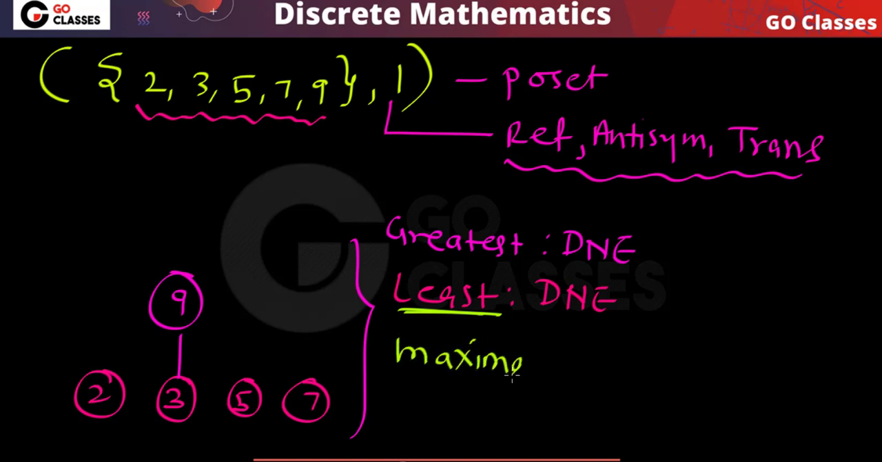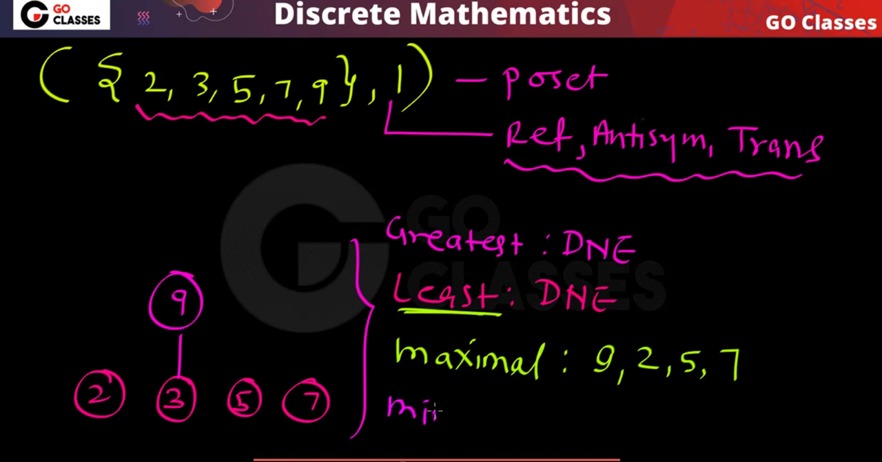What are the maximal elements? Maximal element means an element which is not related to anyone else above it. So you can notice 9 is not related to anyone else. So 9 is maximal, 2 is maximal, 5 is maximal, 7 is maximal. Remember, 3 is not maximal because 3 is related to someone else. 3 is related to 9.